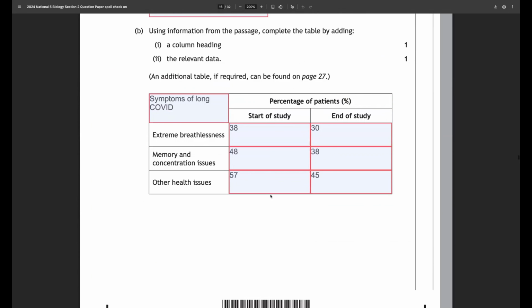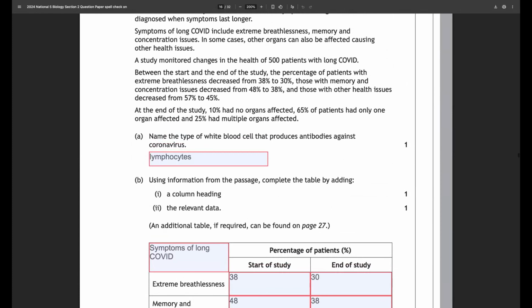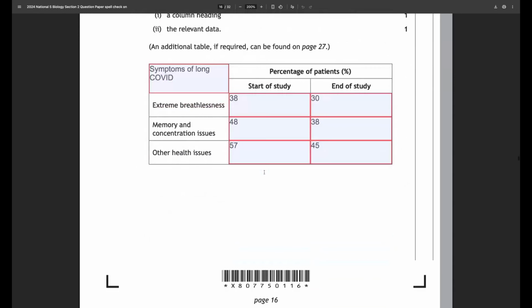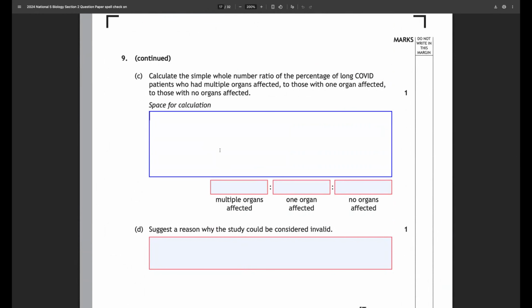So we need to put our numbers into that calculation in the same order, even though in the passage it has those numbers in a different order. It has no organs first, then one organ second, then multiple organs last. We have to switch that order around. So it's 25, 65, and 10. Okay, so let's go down here.